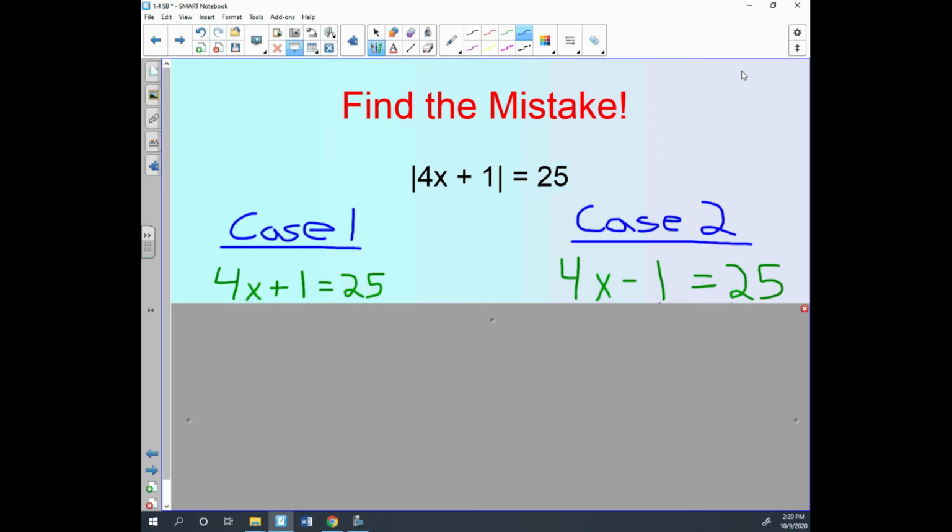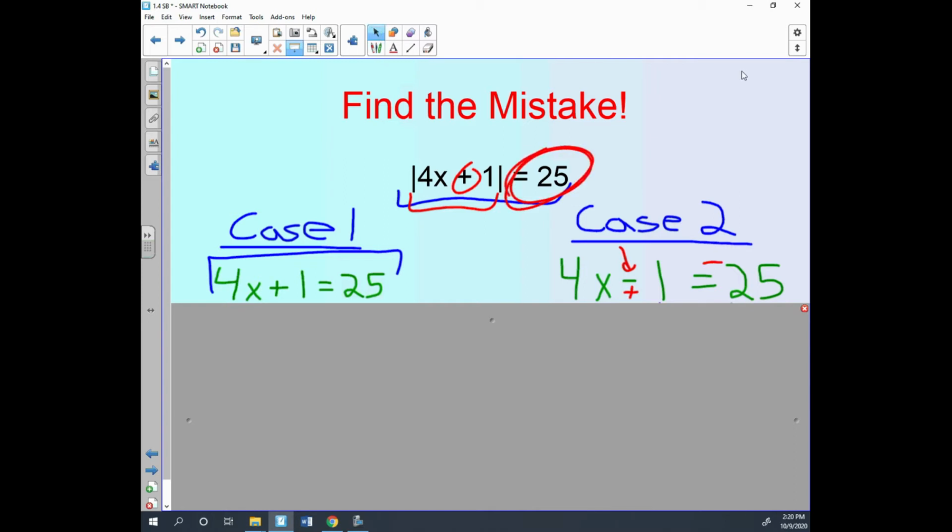Okay? They did case 1 perfectly correct. They wrote down exactly that. But on case 2, this should be always just the same, right? That absolute value part. They made the negative right there. That should be a positive. And this is the part that should be the negative. Okay? And so you always make the equals number the negative one. Okay? All right. Find the mistake.